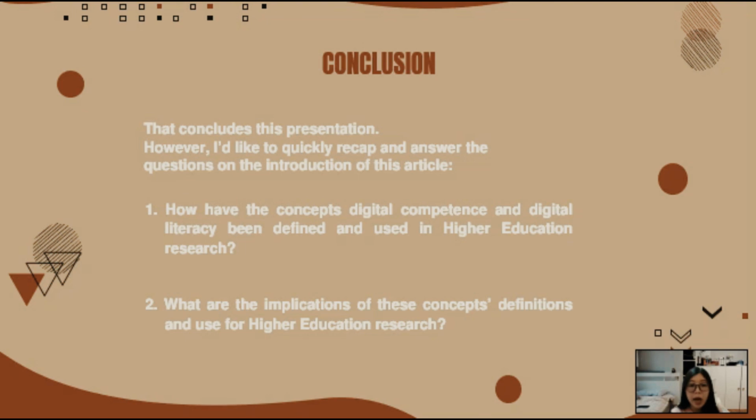Second, what are the implications of this concept definition and use for higher education research? The implication of this definition is to facilitate the understanding that link to investigating policy implementation.